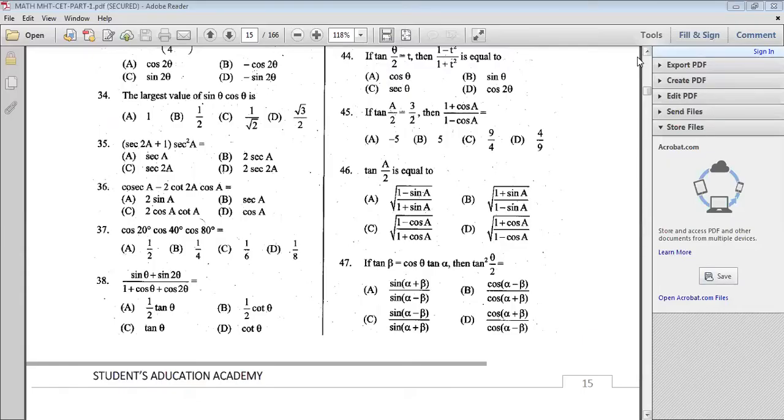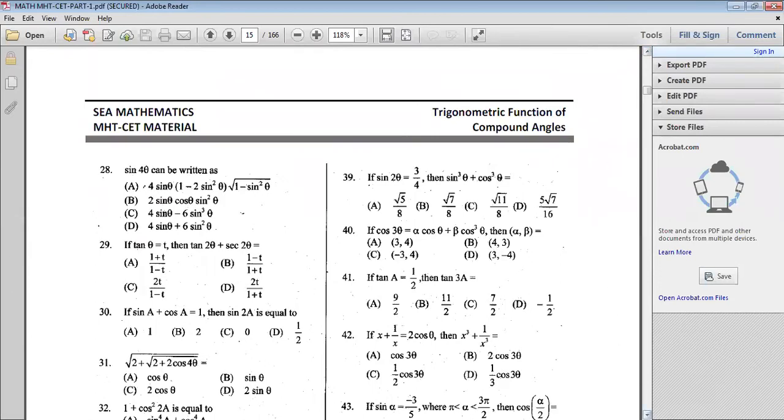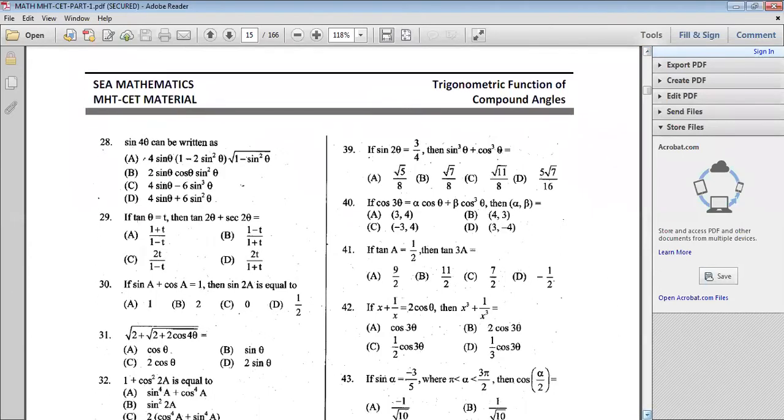Look at the next problem, the 39th problem. Sin 2 theta is given as 3 by 4. Then what is the value of sin cube theta plus cos cube theta? You have to think about this problem a lot.